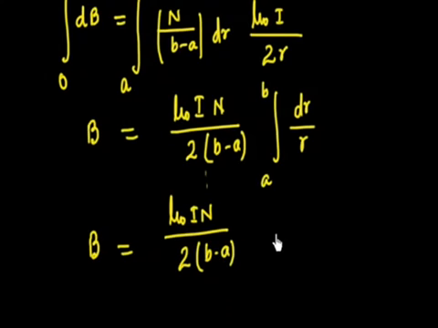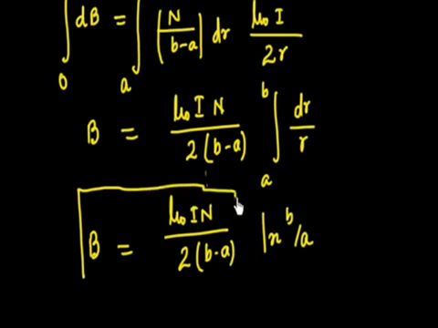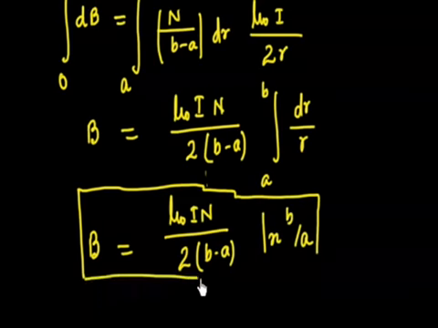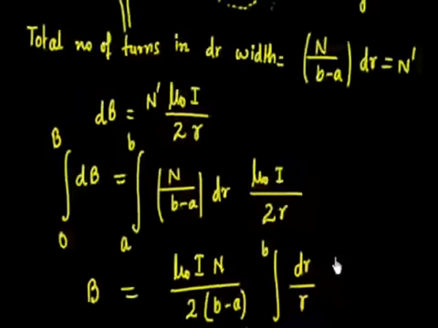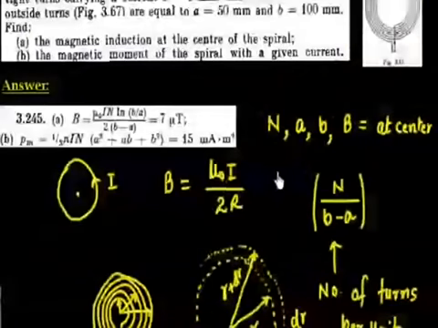and integration of this is ln r, so this is simply ln B by A. So this is your total magnetic field. Are you getting or not? So this is your magnetic field. This you have to find in the first part of the question. So due to the spiral, this will be the magnetic field: mu naught I n divided by 2 times B minus A, ln B by A.